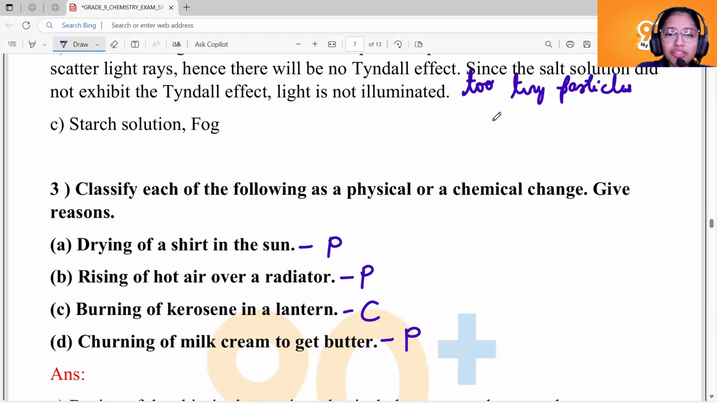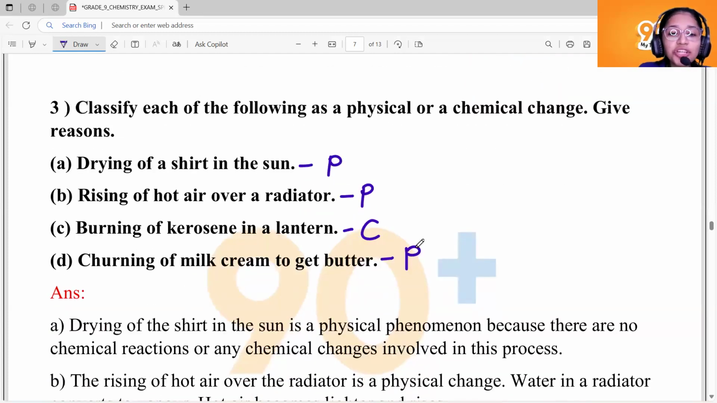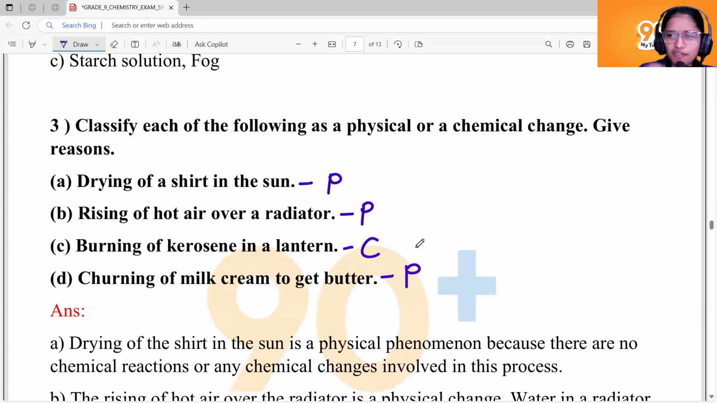Okay, so we look at the reasons. Drying of shirt in the sun is a physical change because there are no chemical reactions or any chemical changes involved in this process. Water in your wet clothes just gets converted into its vapor state while it's being dried.